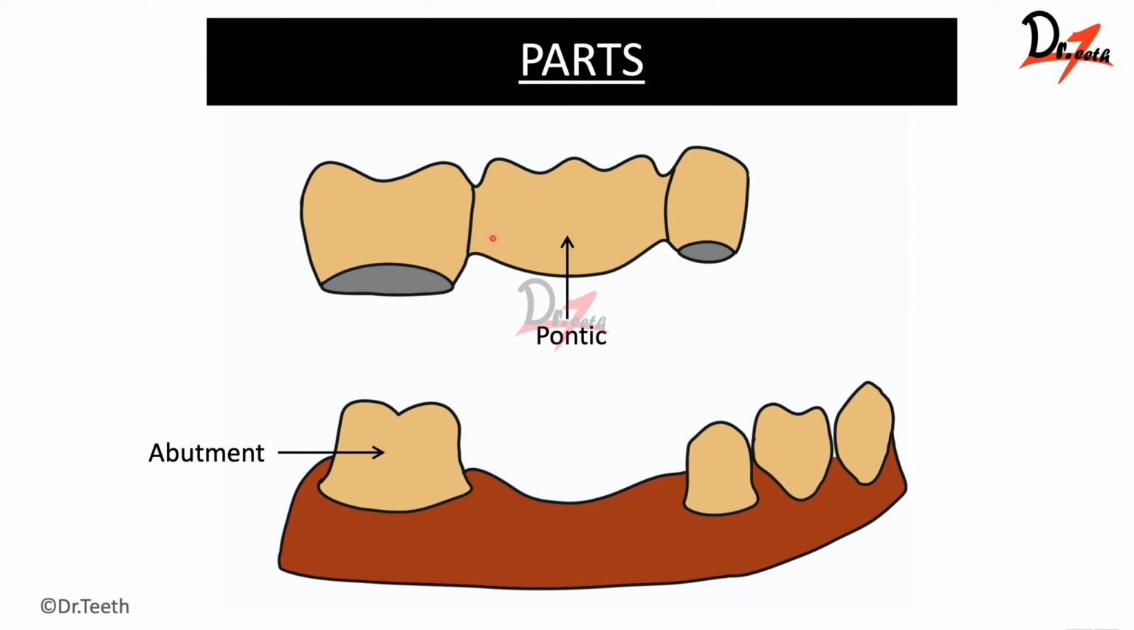Now what is pontic? Pontic is the part of the fixed dental prosthesis which is going to replace the missing tooth. As you can see in this picture, this is the missing tooth over here. And when this prosthesis is cemented on these two natural teeth, this part of the prosthesis will be replacing the missing tooth. So that is pontic.